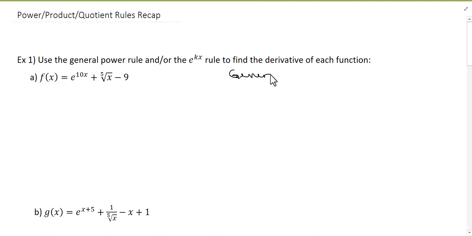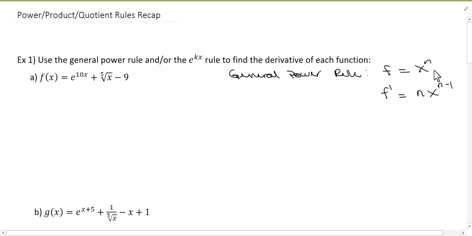The general power rule says that if you have x to the n, so if your function is x to the n, then the derivative is nx to the n minus 1. So we want to be able to bring the exponent down and then decrease it by 1. So I need to have x to a power. So let's rewrite. Notice I'm not using my derivative notation yet because I'm just rewriting. So this is still f of x, e to the 10x plus x to the 1/5 minus 9. And now I can take the derivative.